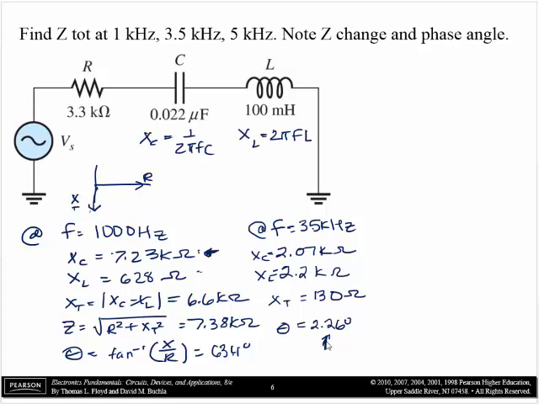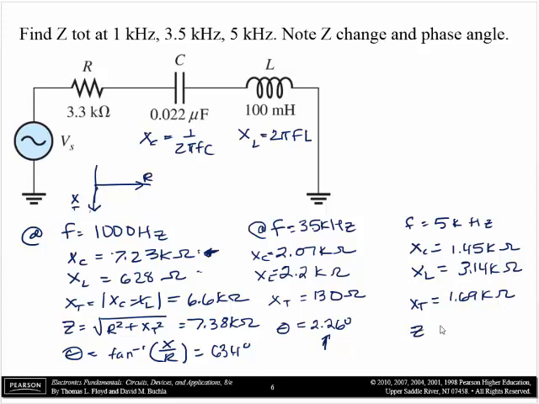That means current lags Vs by 2.2 degrees. And then finally at F equals 5 kHz, I'll just put out the numbers real quick because I want to make the point. XC will end up being 1.45 k ohms. XL will end up being 3.14 k ohms. So I've become more inductive. As I said, at higher frequencies, the circuit will become more inductive. X total, I'm off resonance now. X total is creeping back up, 1.69 k ohms.